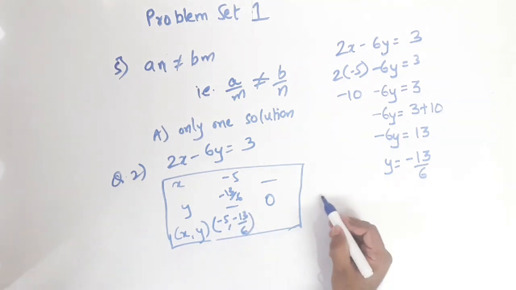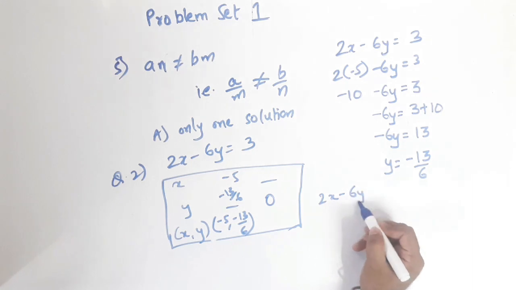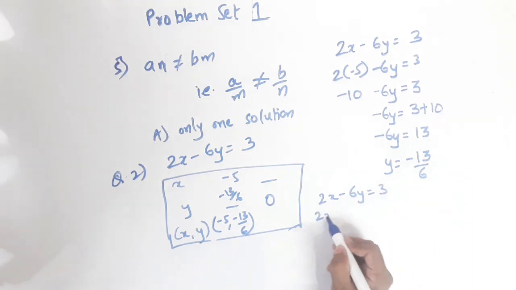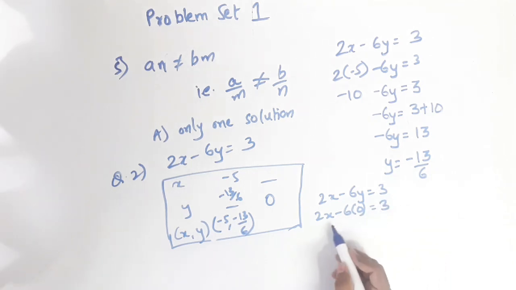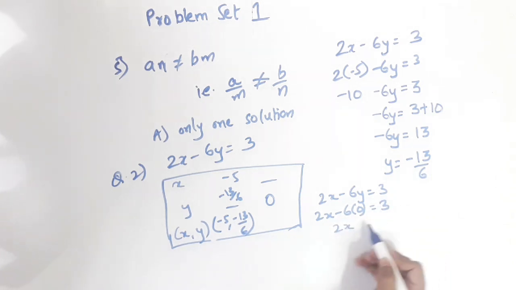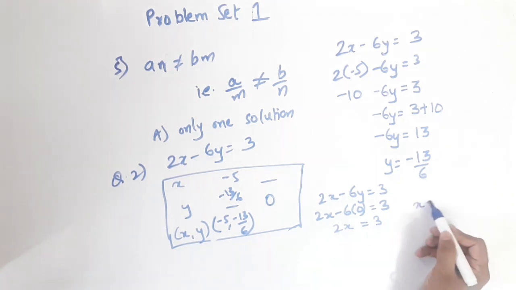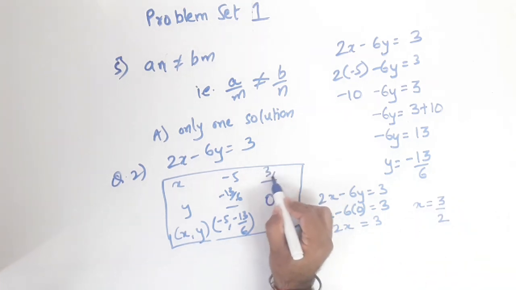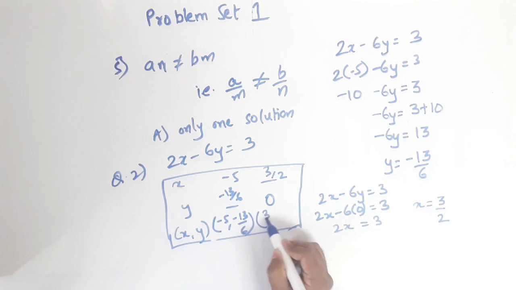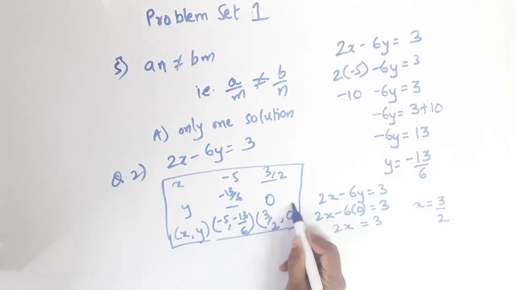Now we have 2x minus 6y equals 3 where y is 0. That means this will become 0, so I can straight away write 2x equals 3. So what is x? x is equal to 3 upon 2. So your answer is 3 upon 2 comma 0.